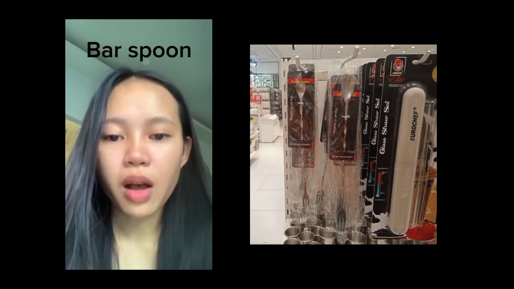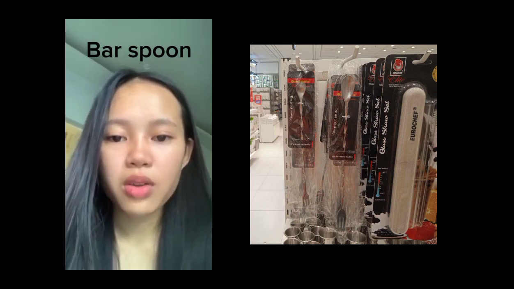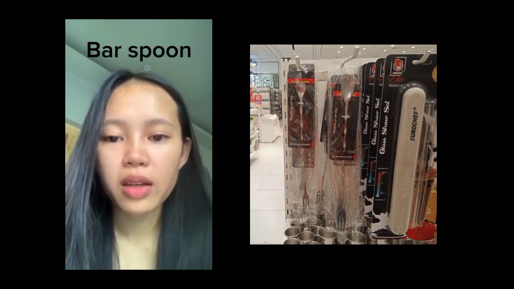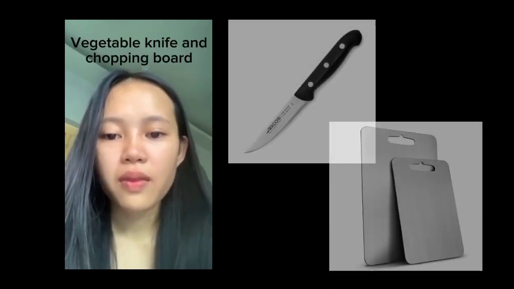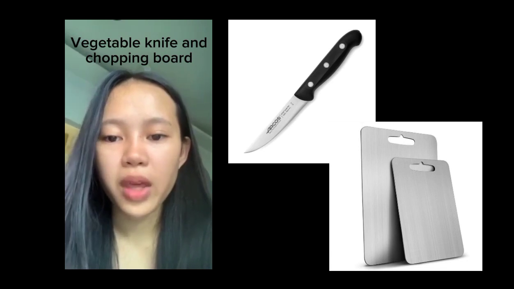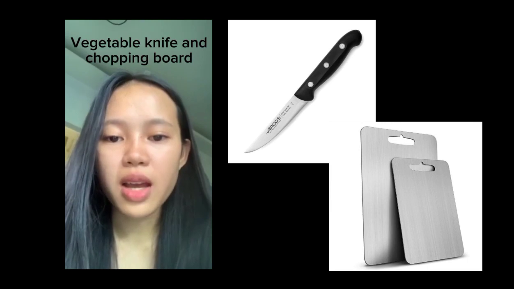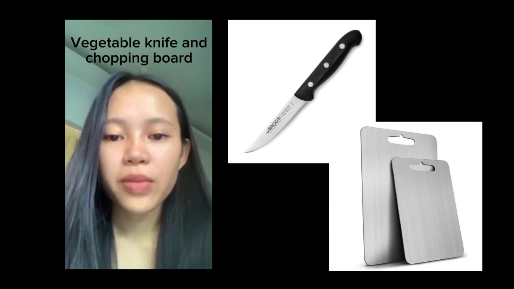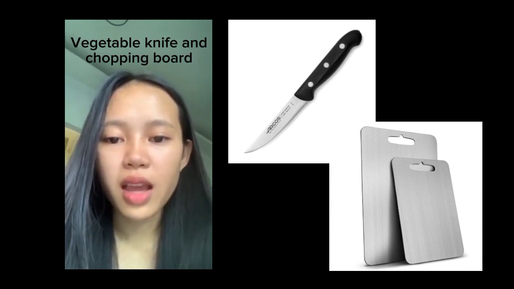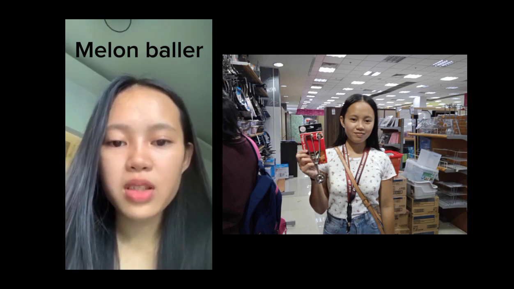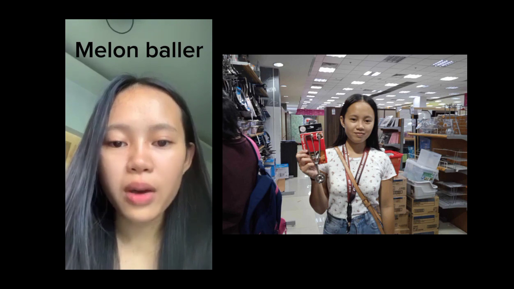Bar spoon, a long-handled spoon used for mixing and layering in both alcoholic and non-alcoholic mixed drinks. Vegetable knife and chopping board. It will be used for cutting garnishes, lemons and limes, fruits and veggies that end up in a cocktail. Melon baller, used to scoop dough or butter onto cookie sheets, remove seeds from peppers and squashes, and even dole out ice cream.